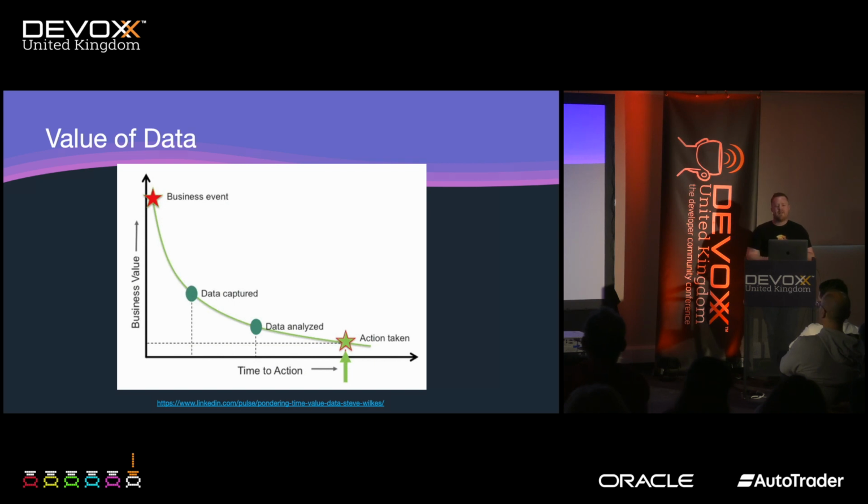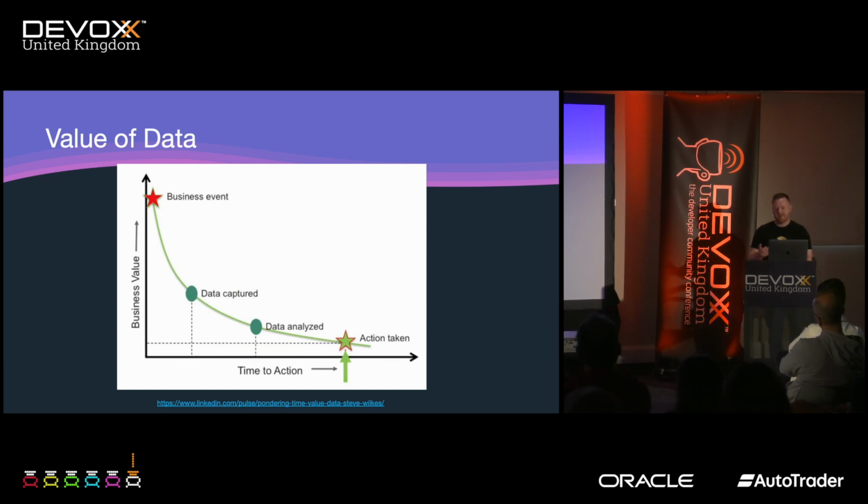And there are many graphs that demonstrate this that you can find on the internet, but particularly this one, because it shows the 4 stages, and I've stolen it from there if you want to look at the original post. So essentially the idea is that the business value decreases over the time to action. So you have an event that you're monitoring, then you capture the event, then you analyze the event, and then you take action. And the more you can reduce that, the more value you can get for your business.